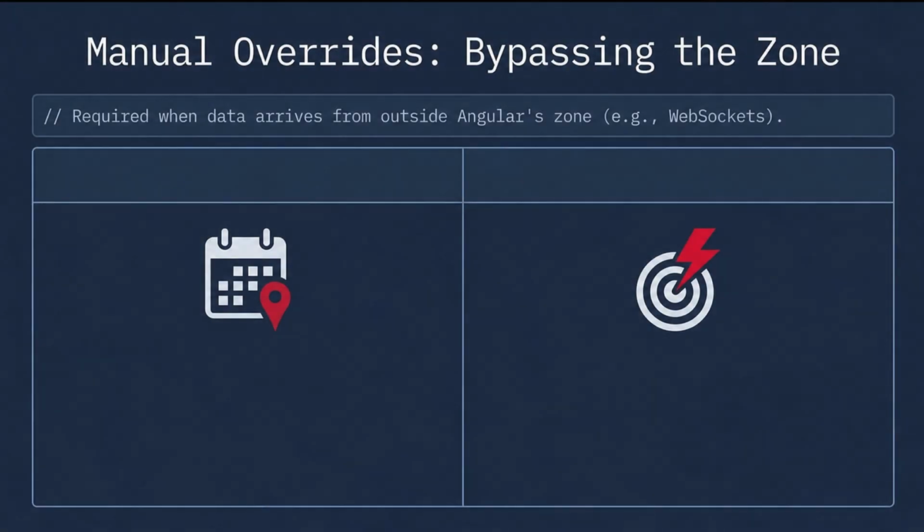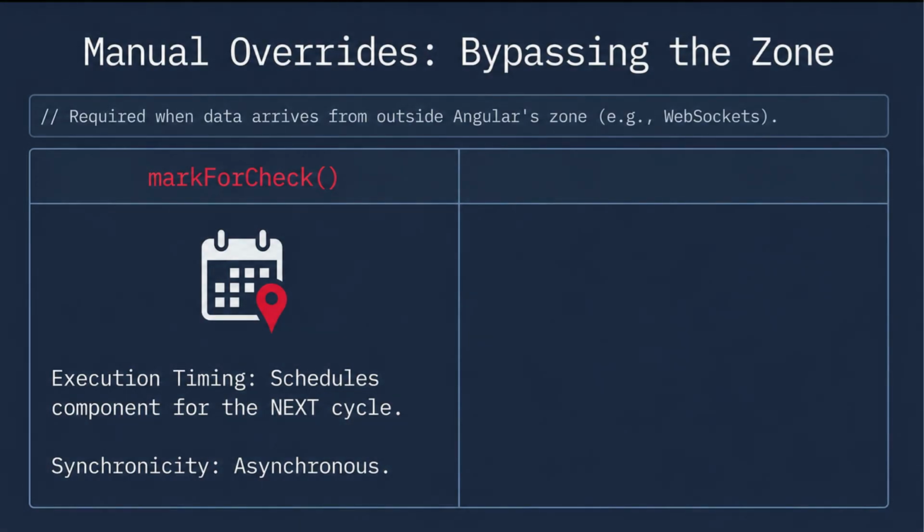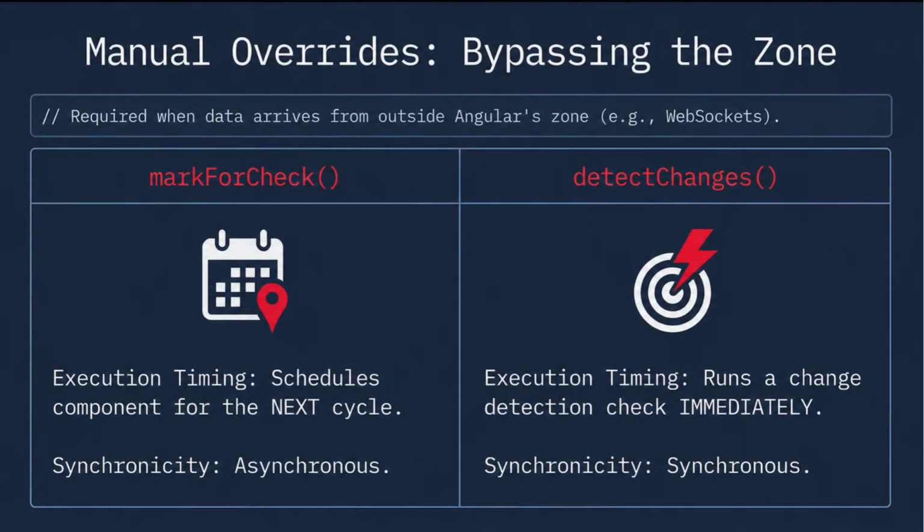Sometimes you genuinely need to trigger CD manually, that is change detection manually. For example, when data comes from outside of Angular's zone, like a WebSocket. There are two tools. markForCheck schedules the component for the next change detection cycle. Another is detectChanges, which runs a change detection check immediately and synchronously. Inject ChangeDetectorRef in your component and use whichever fits your timing.